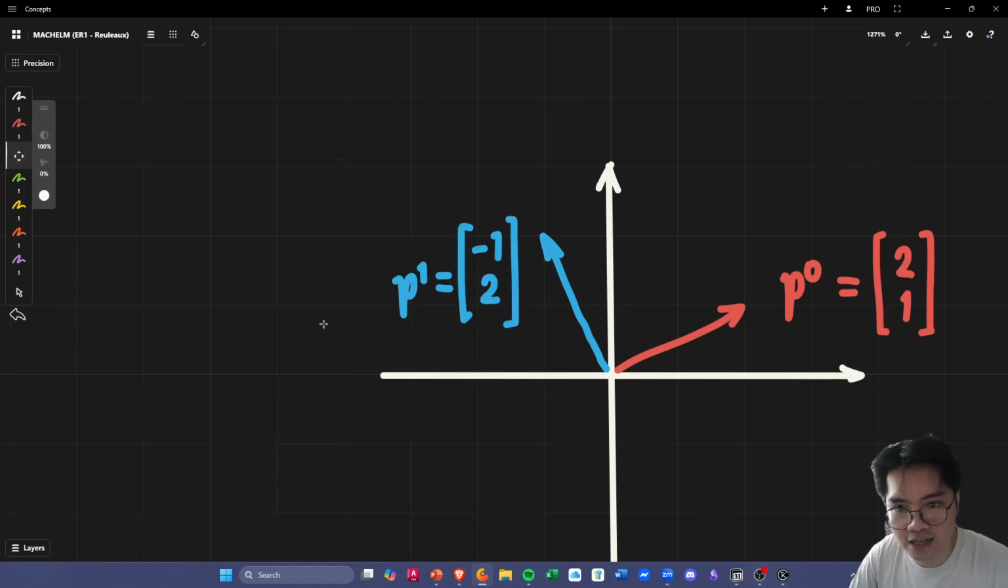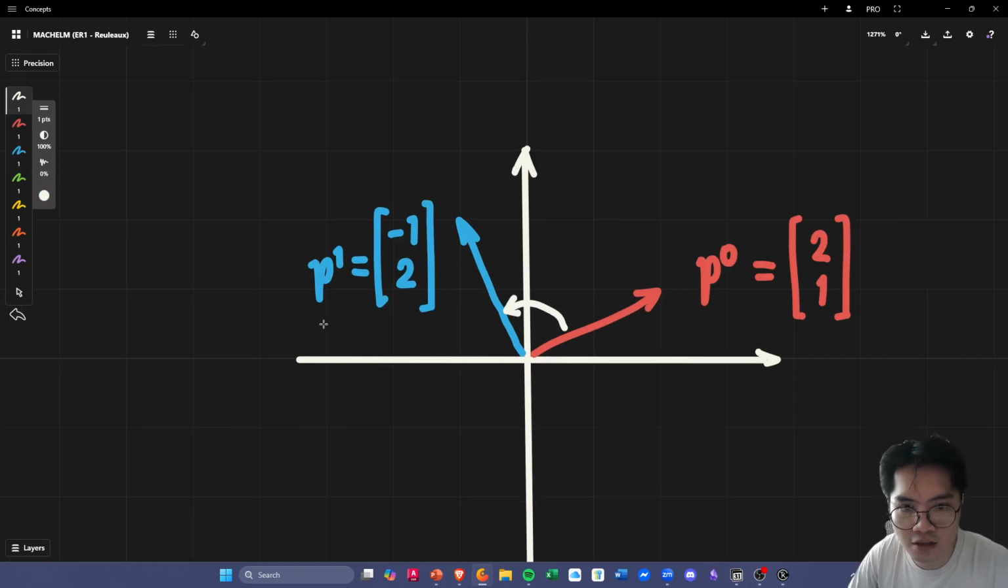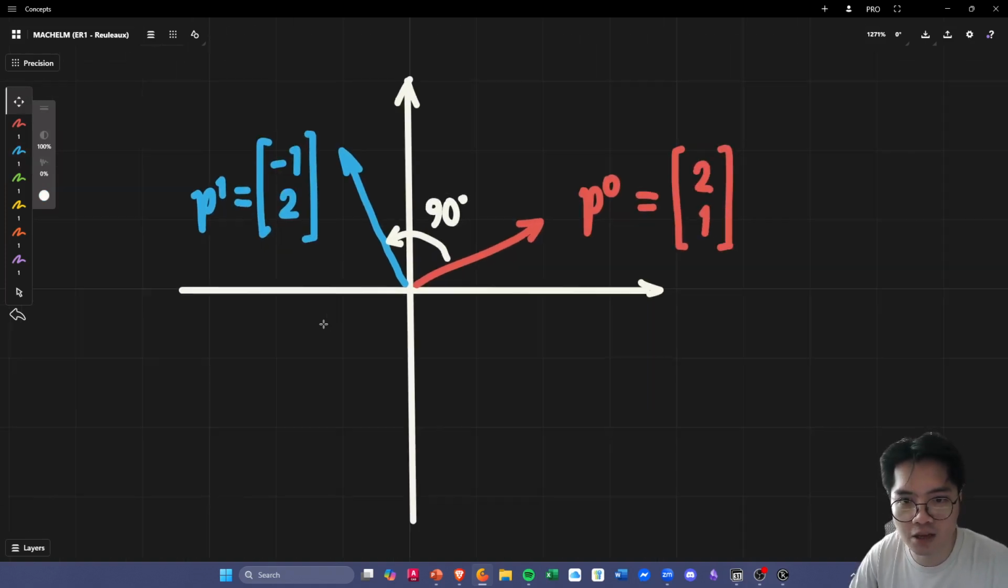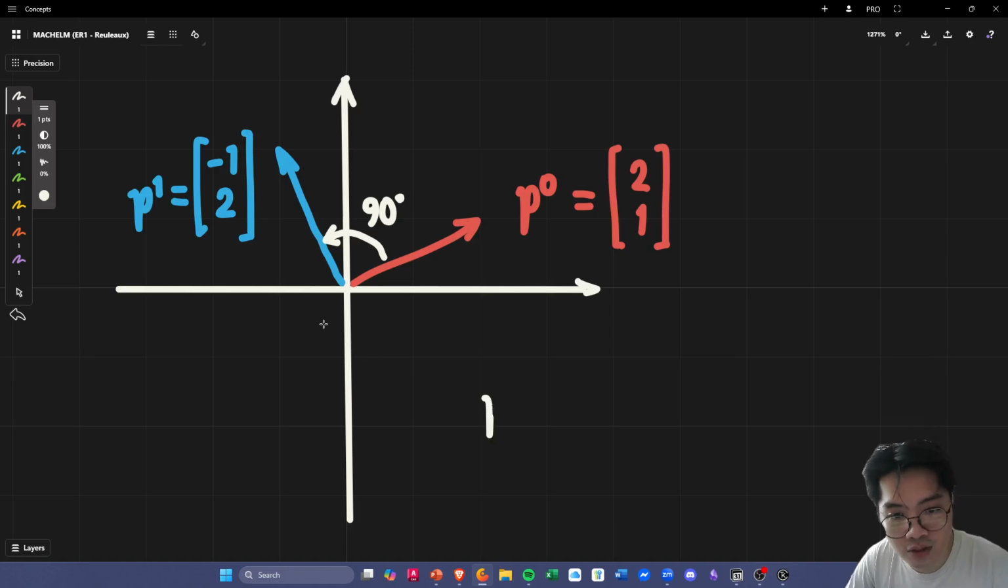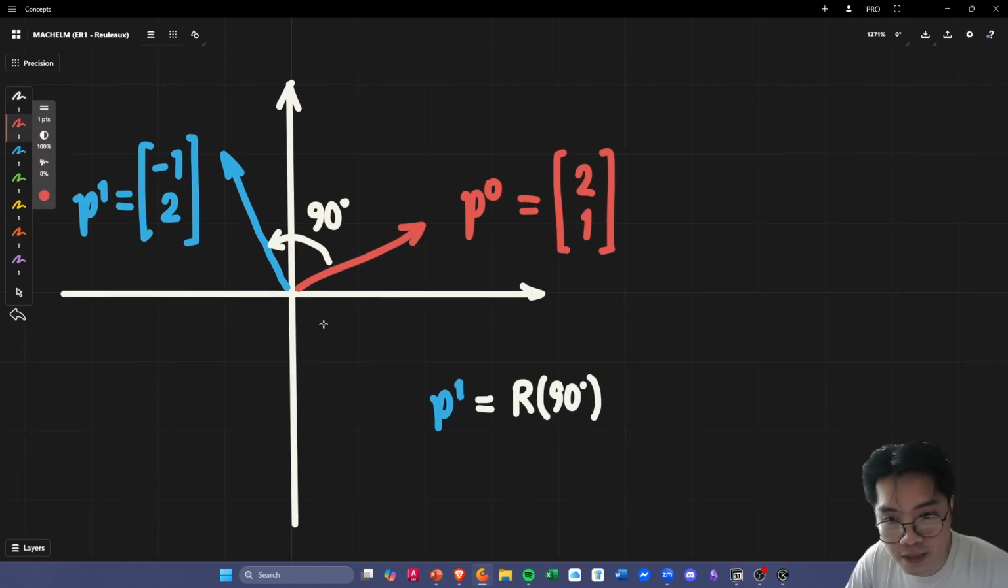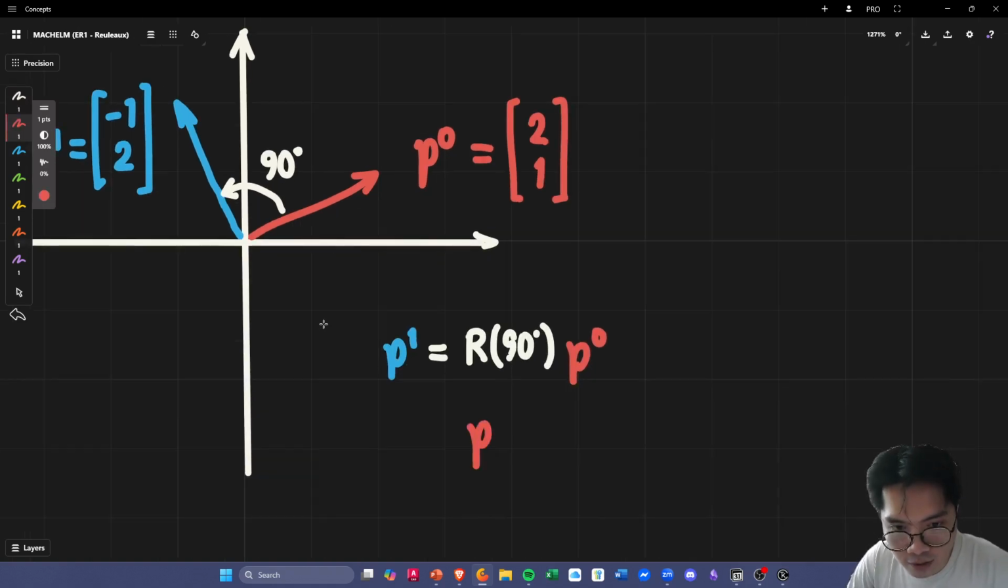Let's just confirm if this is indeed correct, right? The rotation matrix is correct. And how you're going to do this is P1 is just equal to your rotation matrix for 90 degrees, right? Times your P0. And I have to say, it will not work if you do it like this, right?